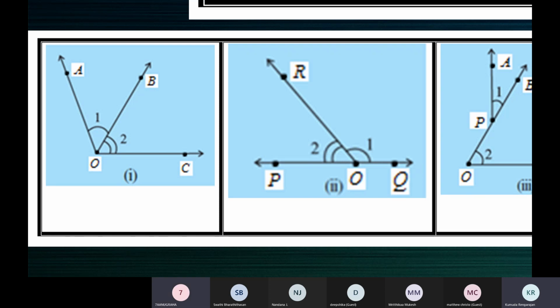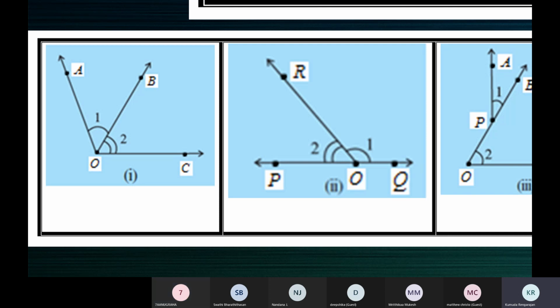Okay, one minute. Which are the arms of angle 1? Ma'am, OA and OB. Which are the arms of angle 2? OB and OC. So OA and OB for angle 1, OB and OC for angle 2. So which is the common arm? OB, ma'am. Common vertex is O.